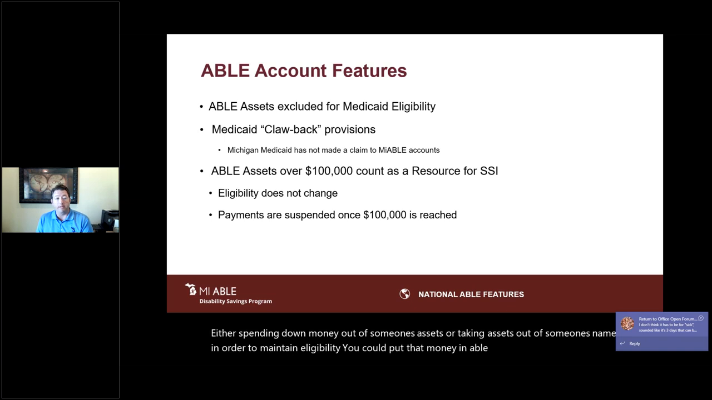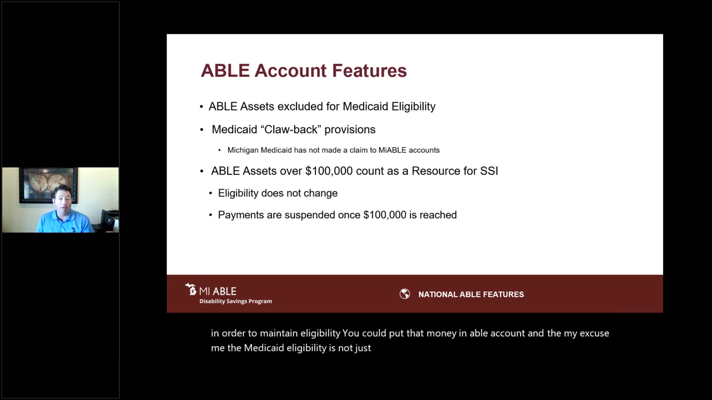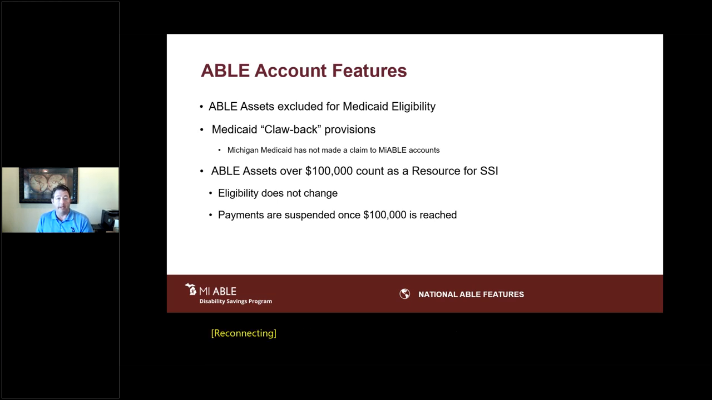And the Medicaid eligibility is not just for Medicaid. It's for any program that Medicaid determines the eligibility for. So programs like Children's Special Healthcare Services, the home and community-based waiver programs, any waiver programs like the Traumatic Brain Injury Waiver Program, any of those programs that Medicaid determines the eligibility on, you no longer have to worry about that $2,000 asset threshold.